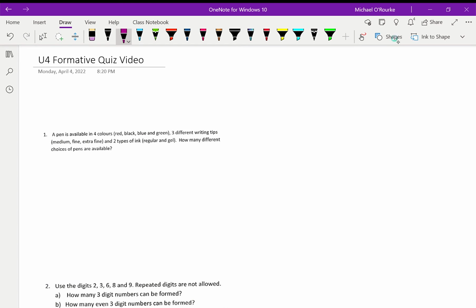So we're going to count, we're going to do pens times tips times ink. So there's four pens times three different tips times two types of ink. And that's going to equal 24. Okay, so it's a simple counting choice with this one.